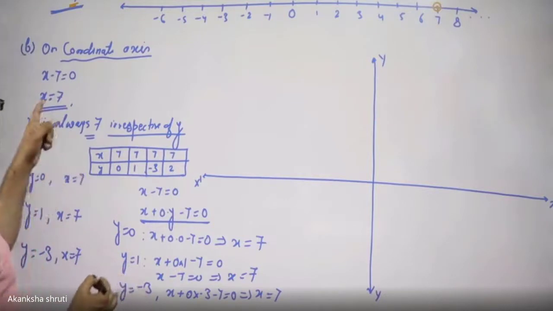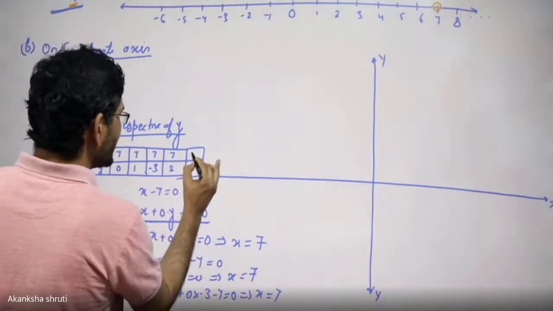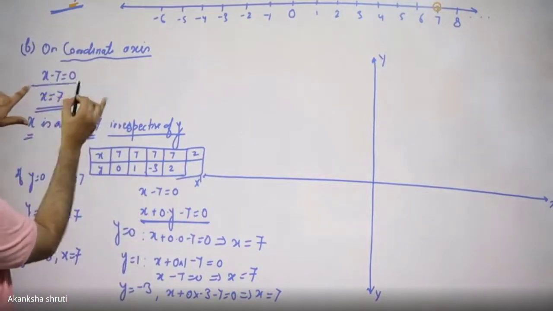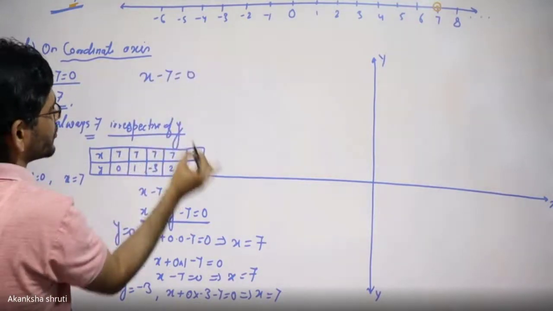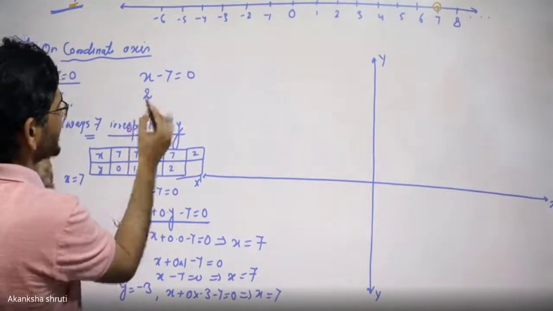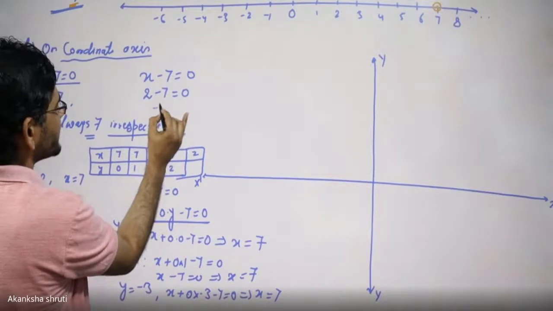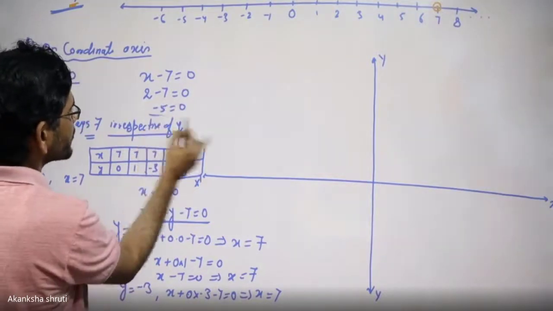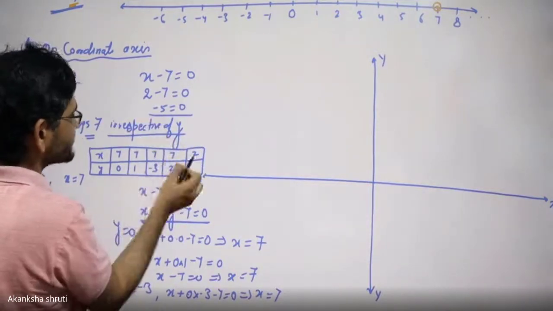Students, in this case, you cannot take x as 2 and calculate y. Can you calculate it? No. Student, when the equation is x minus 7 equals 0, taking x equals 2, we do not have the y to calculate. 2 minus 7 equals 0. Student, it means minus 5 equals 0. This becomes wrong. Why? It is wrong because we have taken x value as 2.